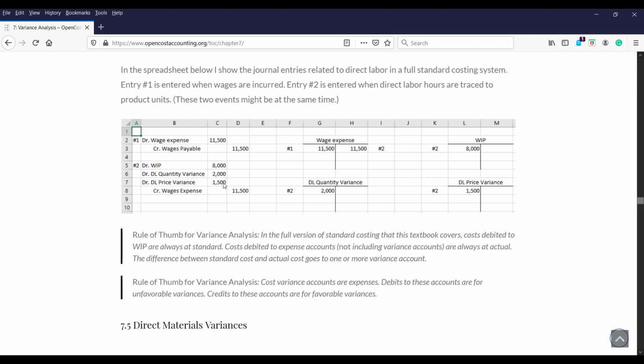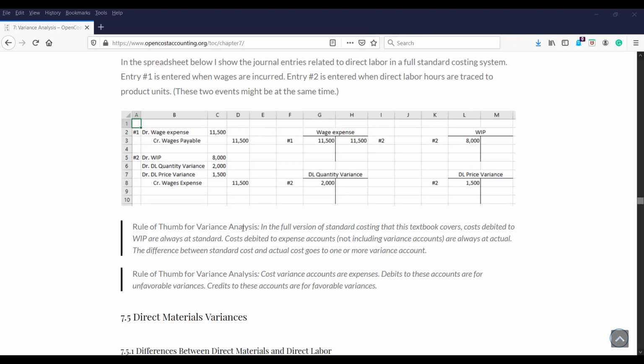And based on how much more the actual price was than the standard price, we will charge that to the price variance account. Now in this case, the actual amount is higher than the standard amount, and so these are both unfavorable variances. Variance accounts are expense accounts, and they go up with a debit. So an unfavorable variance is going to be debited to the variance account. If you had a favorable variance, it would be credited to the variance account.